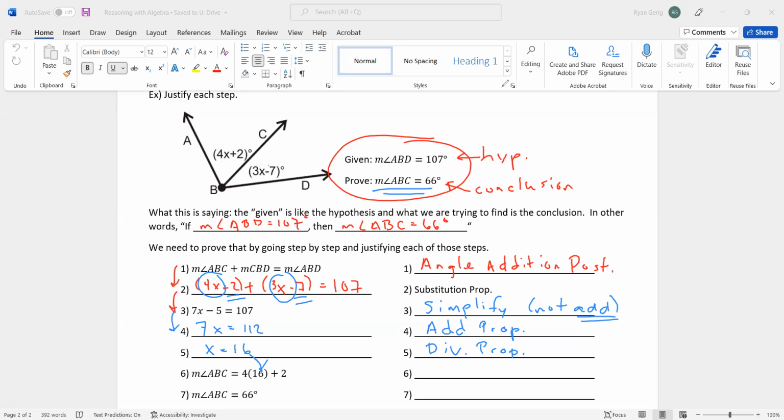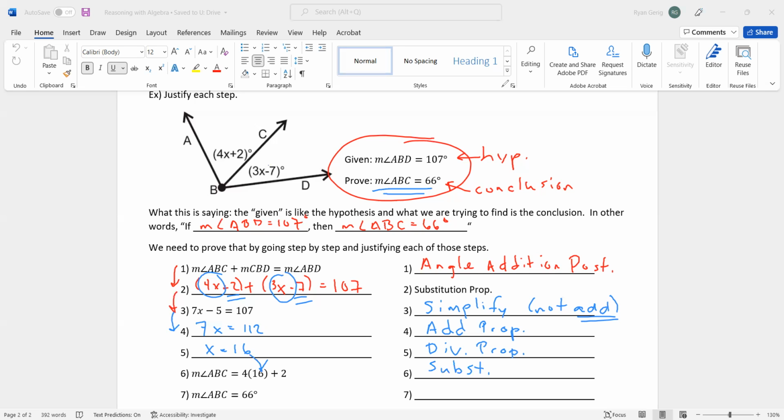So the measure of ABC, which is the one we're concerned with, is 4x plus 2, but instead of 4x, I'm putting 4 times 16 plus 2. So I'm replacing x with 16. That is a substitution. If you're going to abbreviate it, SUBST would be substitution. Now, we already used that property. Are we allowed to use it again? Yes, we are. That's fine.